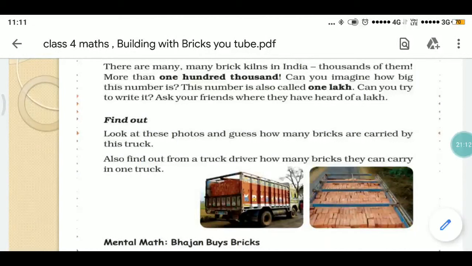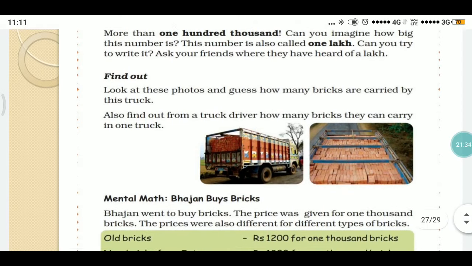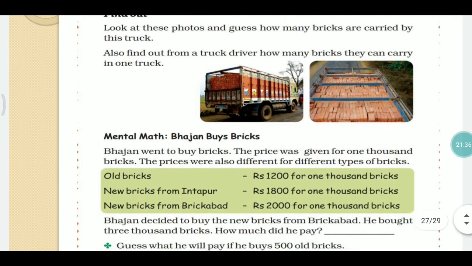Students, look at page number 27. First of all, we have done 1 lakh. Next question. Find out. Look at these photos and guess how many bricks are carried by this truck. Also find out from a truck driver how many bricks they can carry in one truck. Generally 3000 to 4000, students. Okay. Next students, mental math.